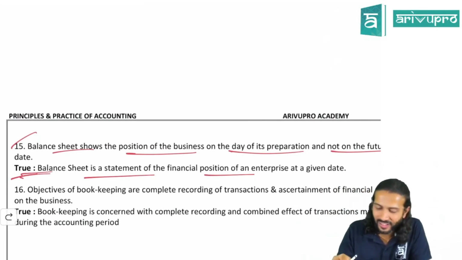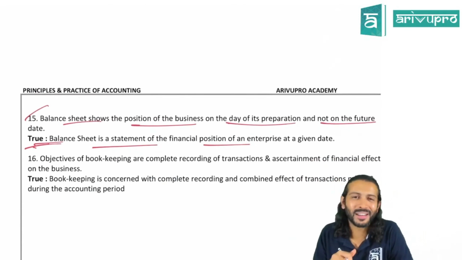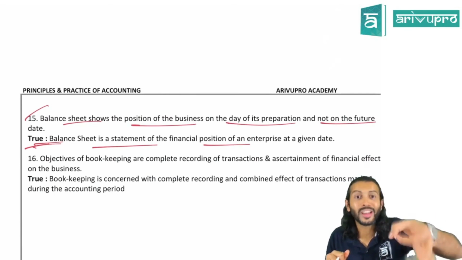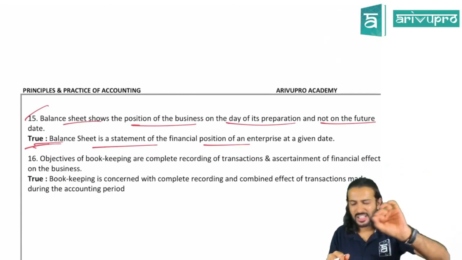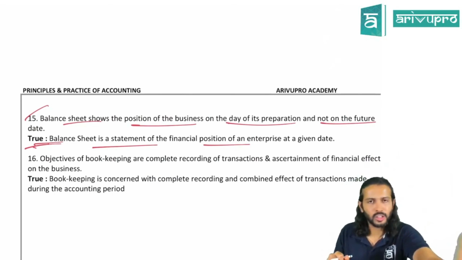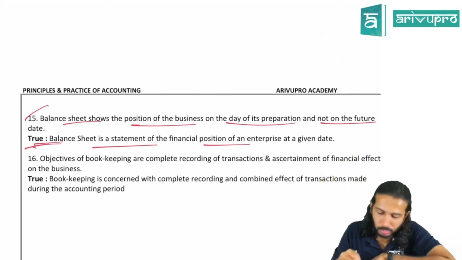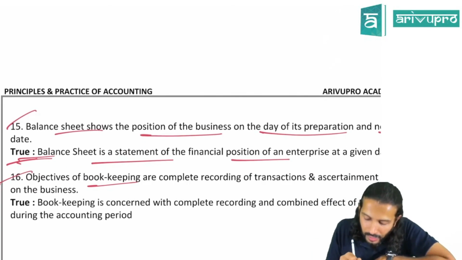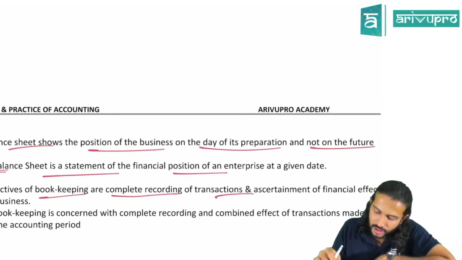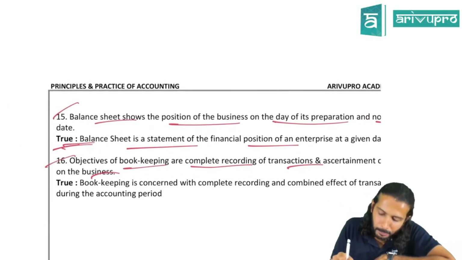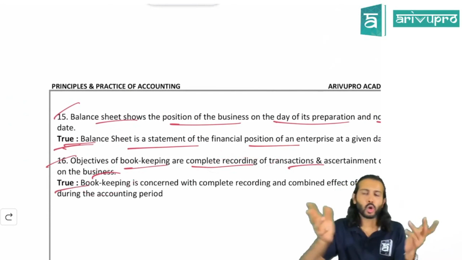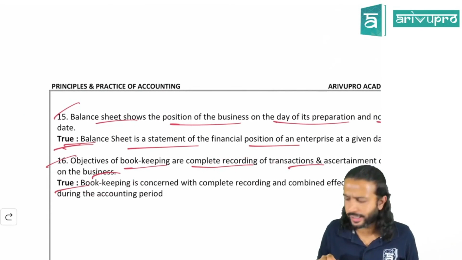Hence, the majority of the questions in the examination might be towards false, because there you have to give the reason why it is false. But one or two, they may make it true also, possible. Objectives of bookkeeping are complete recording of transactions and ascertainment of financial position. Yes, complete recording is what bookkeeping deals with. So this statement is also true. That's all bookkeeping primarily deals with.